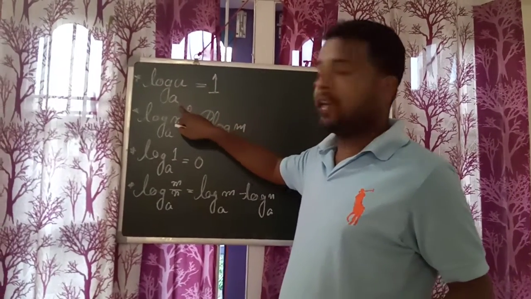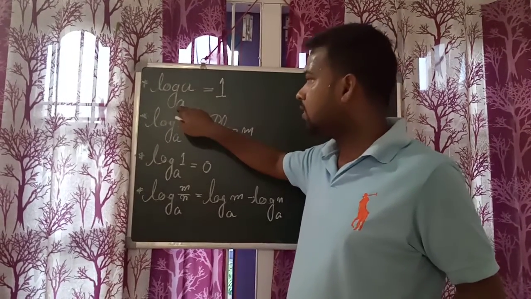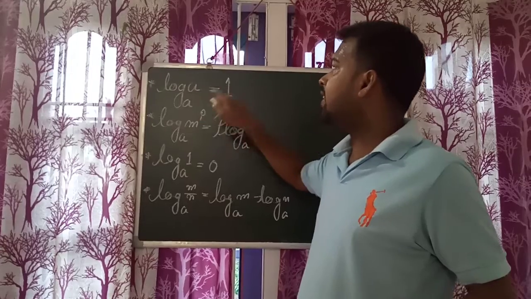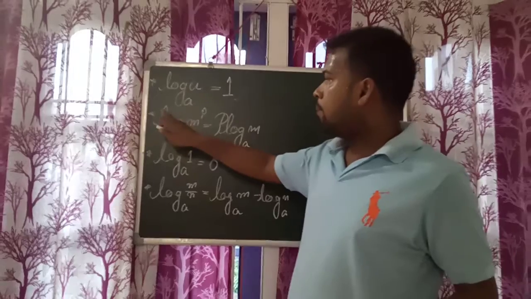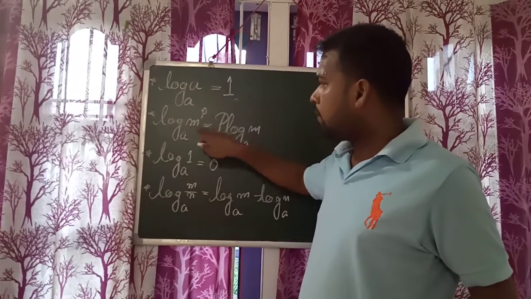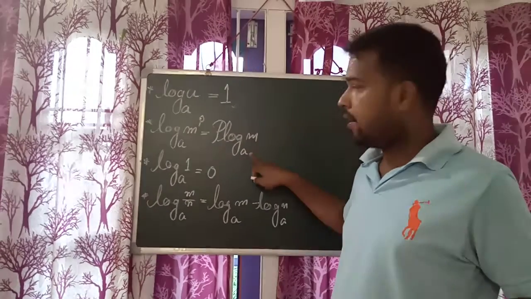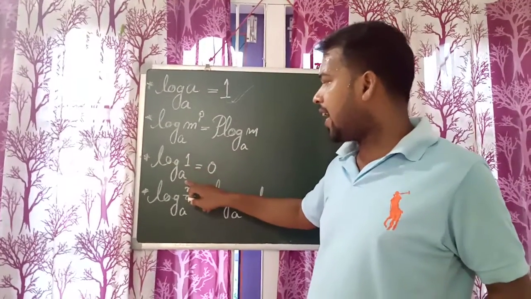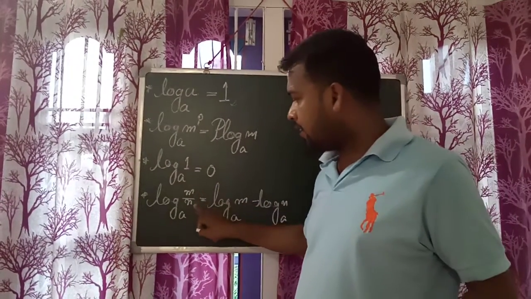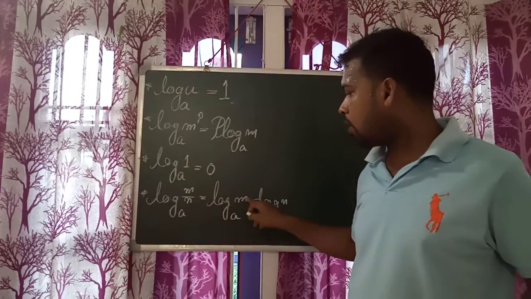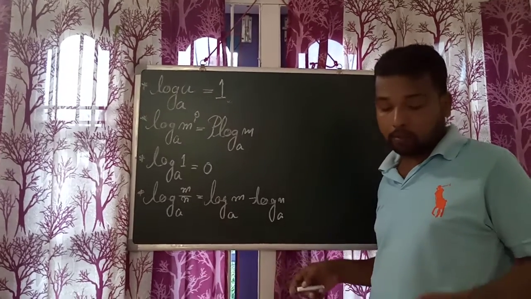Log a base a. This one is read as log a base a, which is equal to 1. This is one of the most important formulas. Then log m to the power p base a can be written as p log m base a, and log 1 base a is equal to 0, and log m by n base a can be written as log m base a minus log n base a. These are the most important formulas.